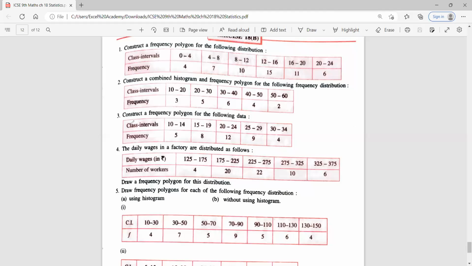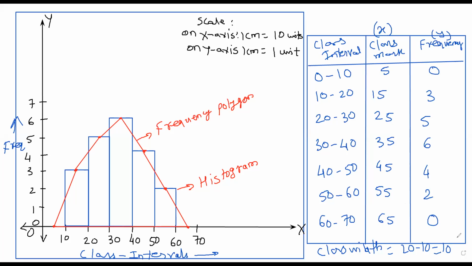So we'll start, we'll do question 3. Construct the frequency polygon for the following data. If you notice the class intervals, yes, they are discontinuous. So first of all, we have to make them continuous. So let's do that quickly, and then we can do the frequency polygon.